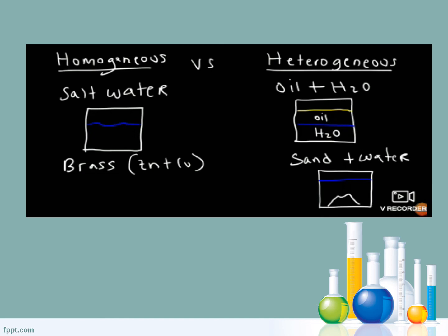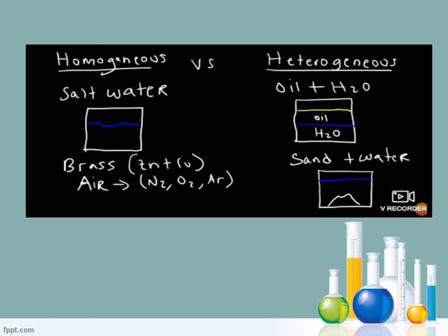Now, what about air? Is air a homogeneous mixture or a heterogeneous mixture? Air is a homogeneous mixture. You don't see visible parts in air. You don't see red air or blue air. It's just air. It's uniform in composition. Air contains nitrogen gas, oxygen gas, argon gas, water vapor, carbon dioxide, and all of these gases are distributed uniformly throughout the air. So air is a homogeneous mixture.